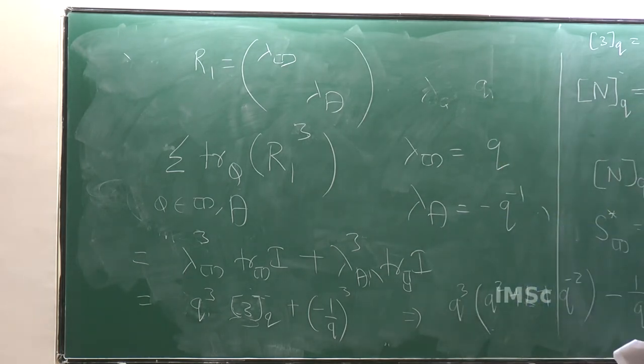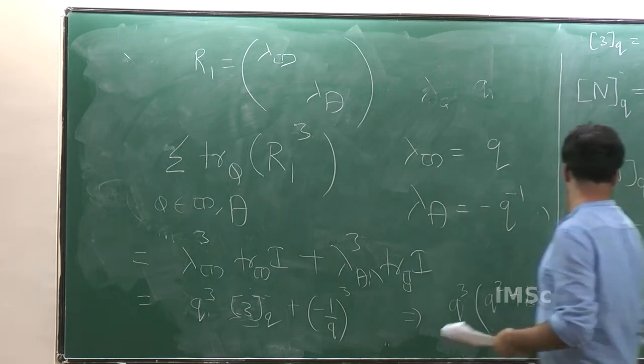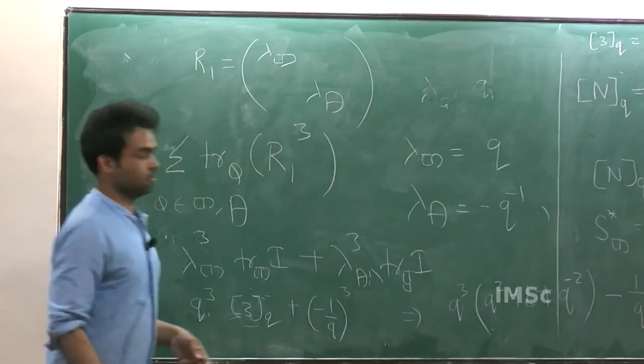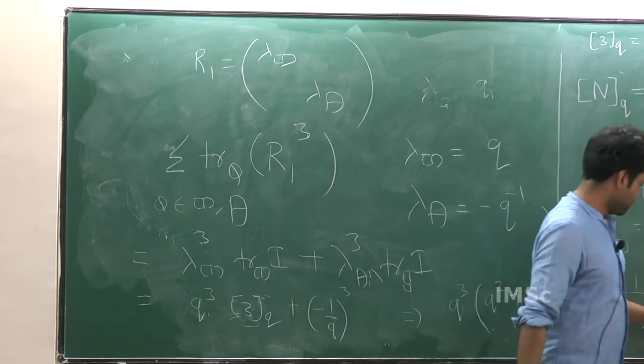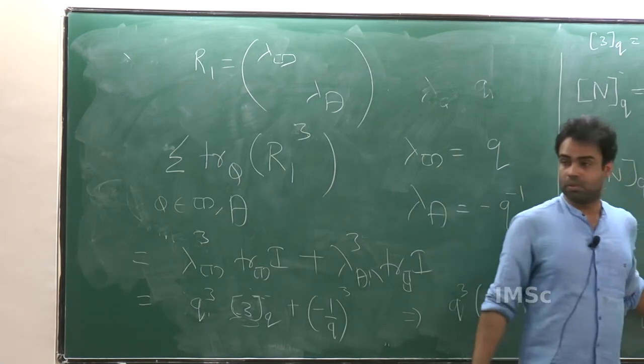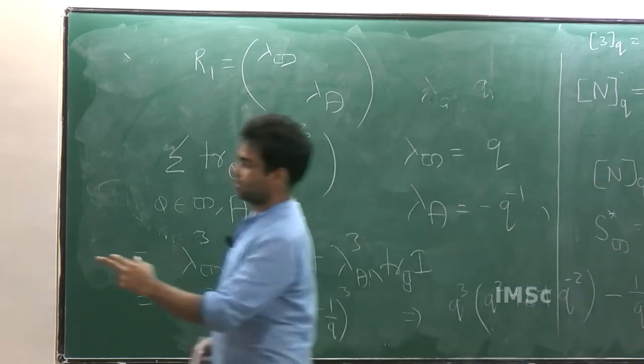Yeah. So q to the power 5 plus q plus q minus 1 by q to the power minus 3. And take the common factor out. And because if you put q tends to 1, you'll get a 2. So that's your dimension of.